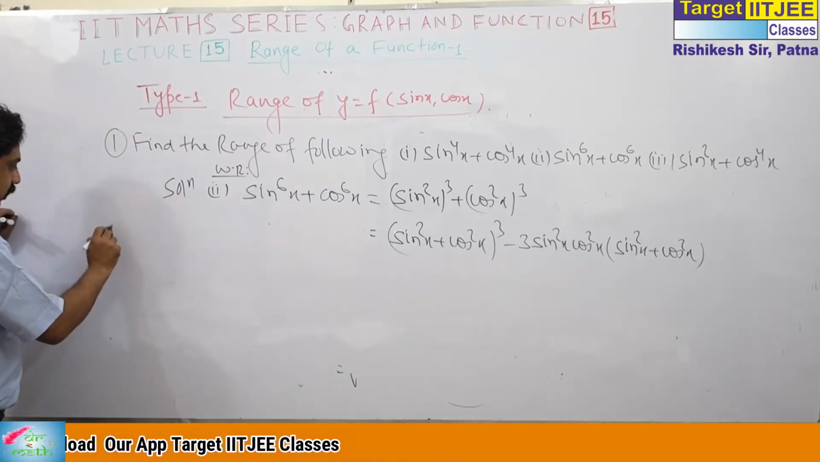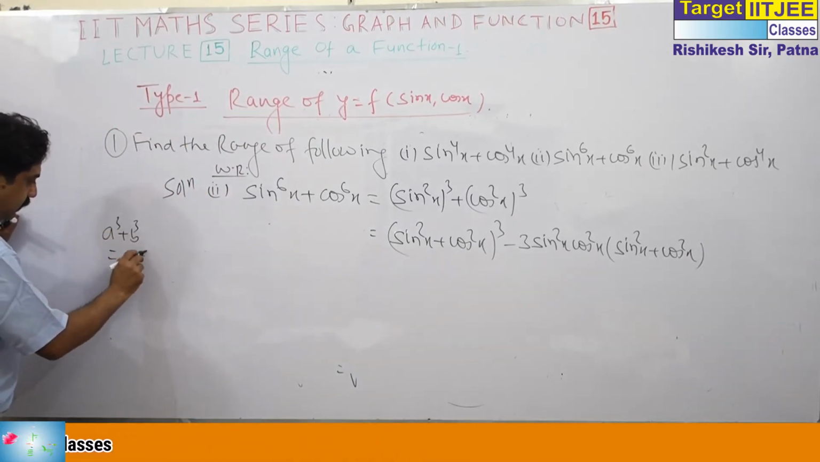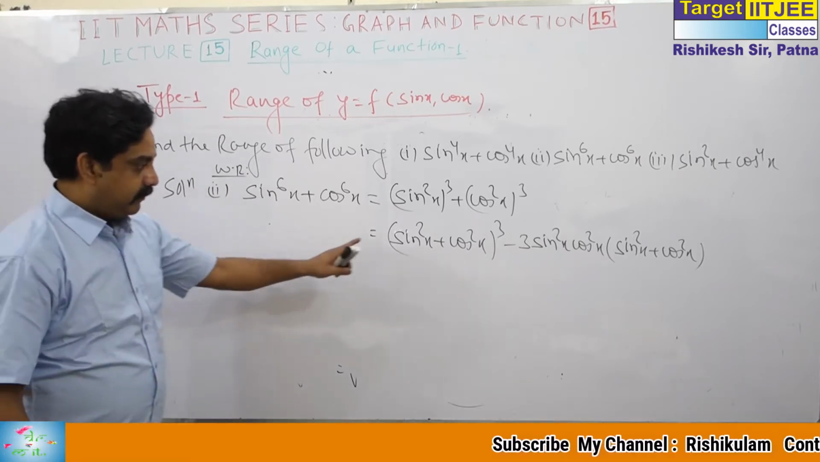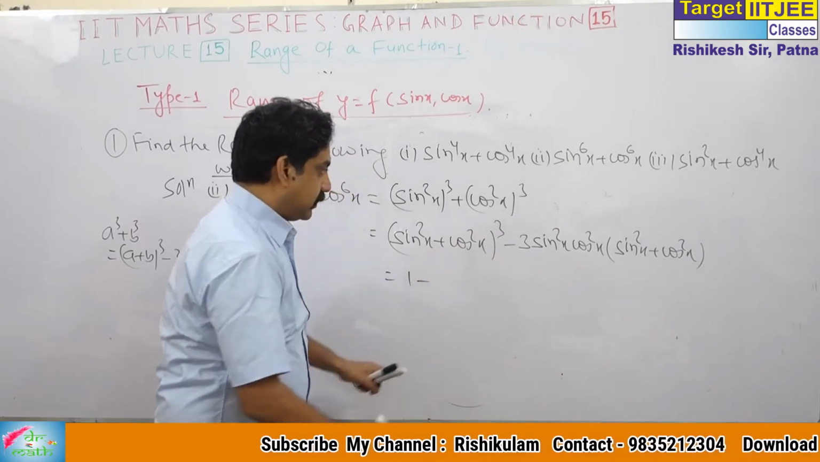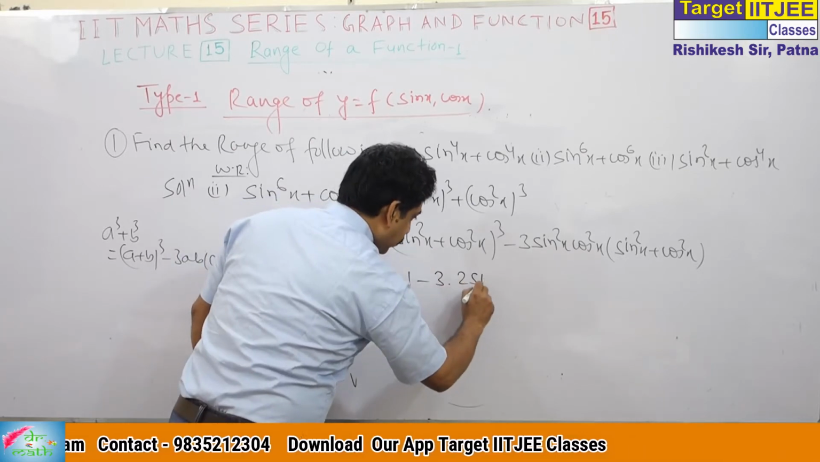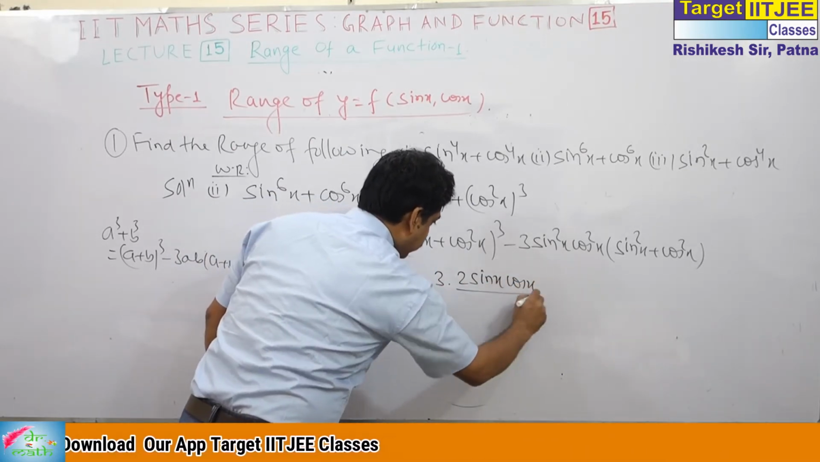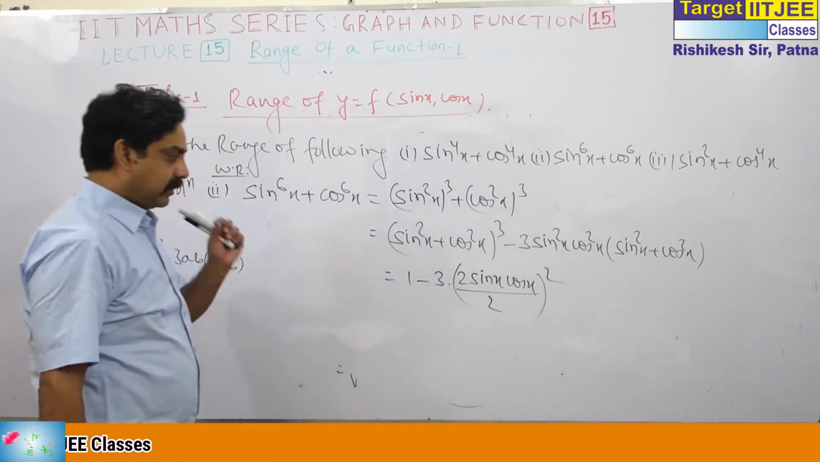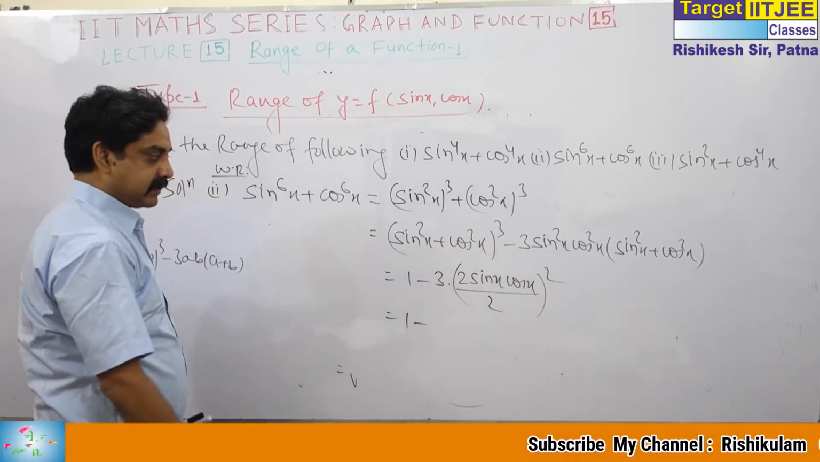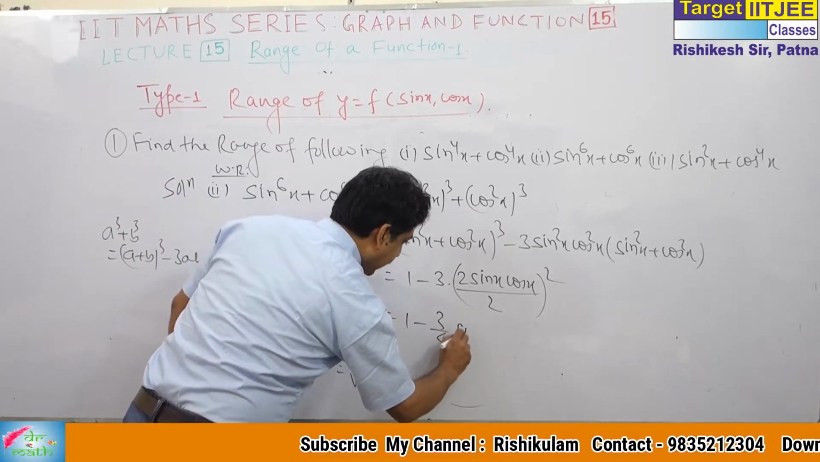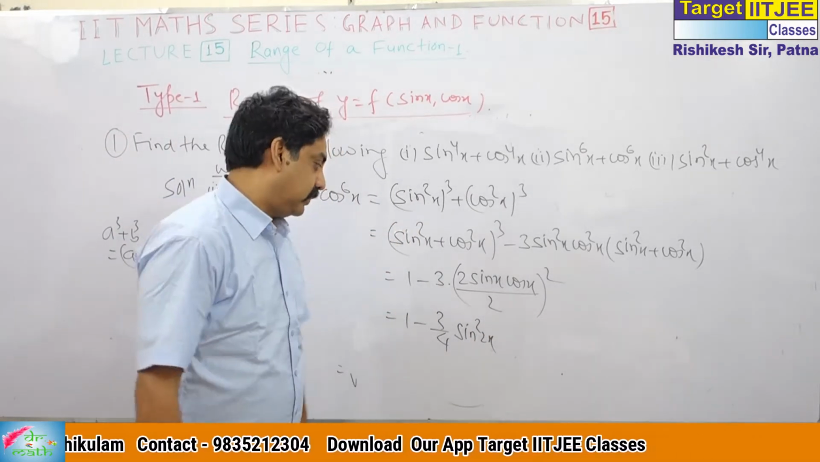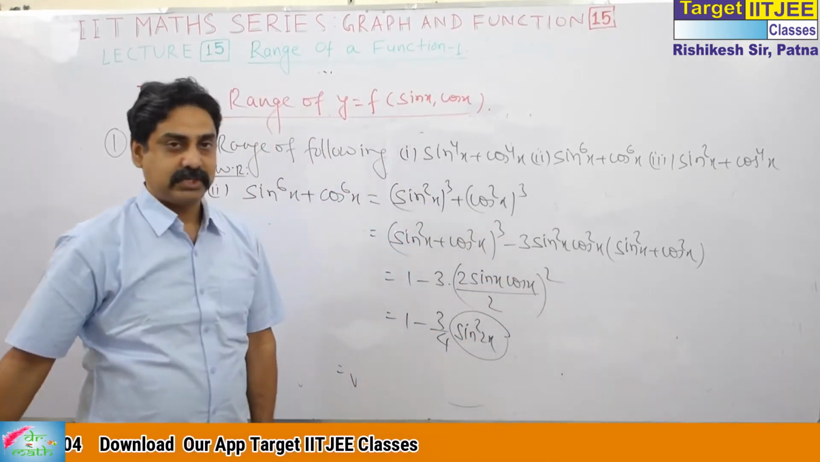Which formula? a cube plus b cube equals a plus b whole cube minus 3ab into a plus b. Why? This is 1 cube, 1. This is also 1. And we can write this as 1 minus 3 times 2 sine x cos x by 2 whole square. Now, what is this? This is 1 minus 3 by 4 sine square 2x. Simplify the expression as far as possible. This is the most simplified form of this question.